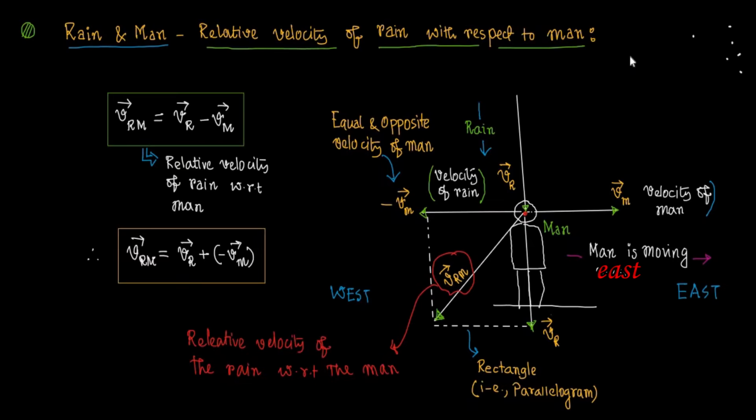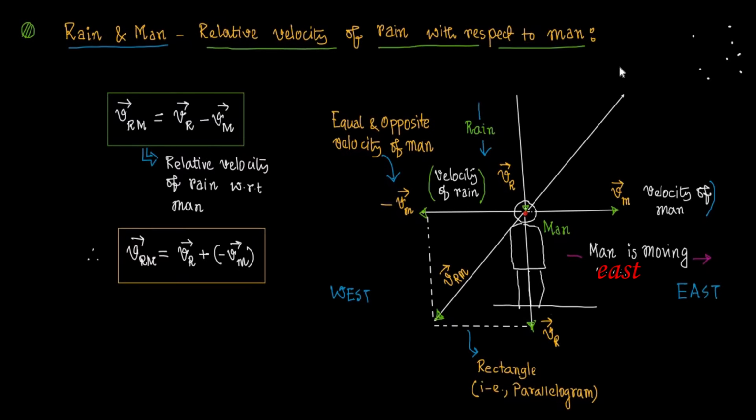Relative velocity of rain with respect to the man. And this relative velocity Vrm acts along this diagonal. Hence, we can say that though the rain is falling vertically downwards, the rain will appear to fall from this direction with the relative velocity vector Vrm. This is the direction along which the rain will appear to fall.